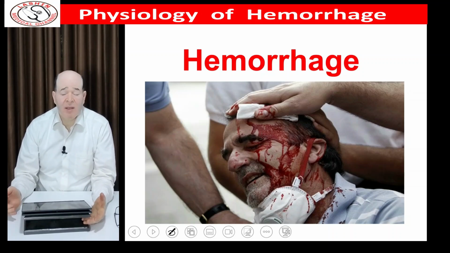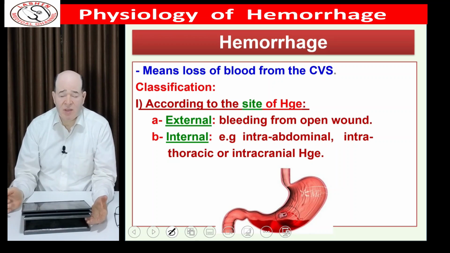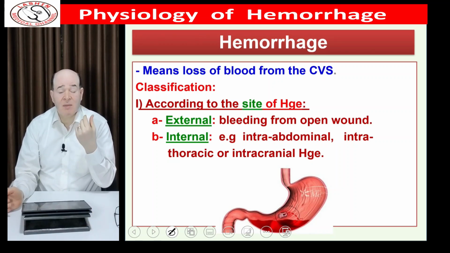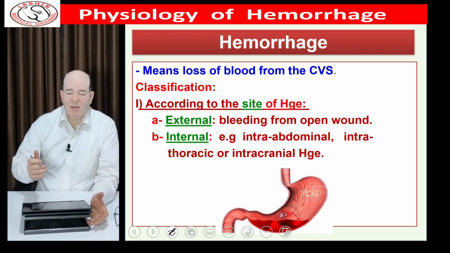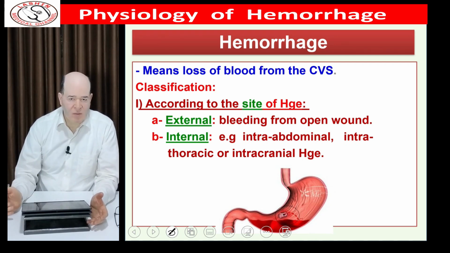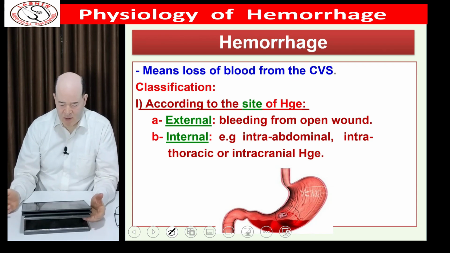Today we are speaking about an important clinical application in cardiovascular physiology, which is the physiology of hemorrhage. As we said before, the cardiovascular system is a closed system that maintains its blood inside the vessel. However, if this blood is moved away from vessels, we call the condition a hemorrhage. So hemorrhage is blood loss outside the cardiovascular system.